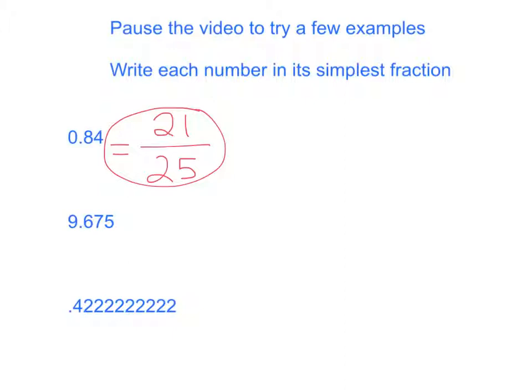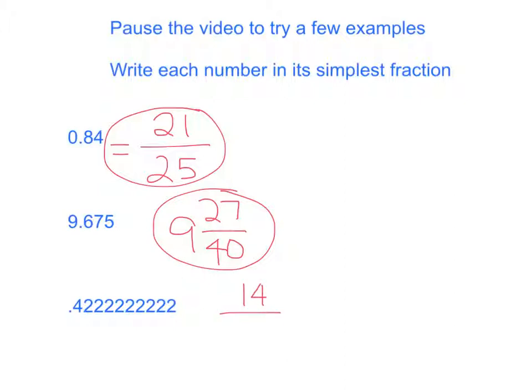For 9.675, your fraction is 9 27/40. And the fraction for 0.4222 repeating is 14 over 33.